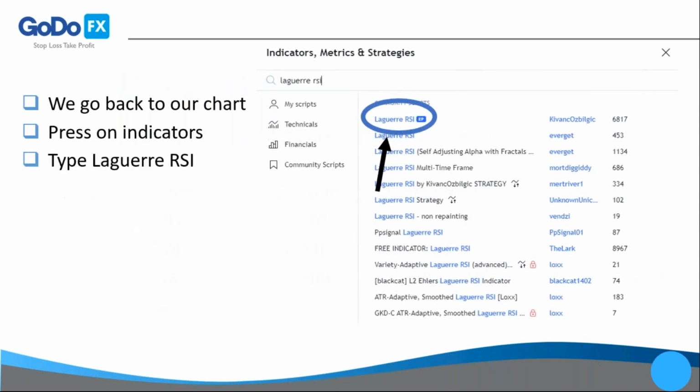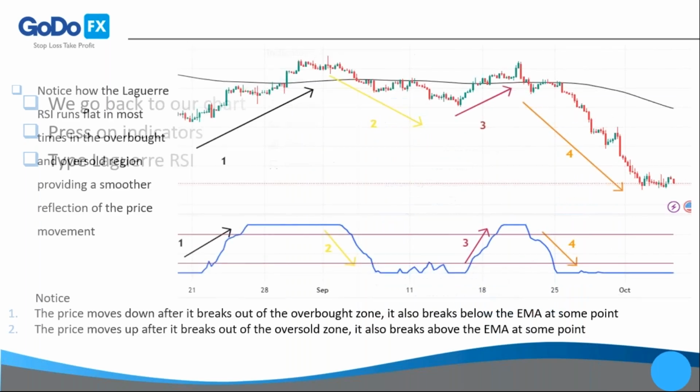So the same way we access the AMA, we access the Laguerre RSI. We go to the chart, press on the indicators tab, and type Laguerre RSI and choose it. The Laguerre RSI would be added to our chart. As you can see also, in the oversold and overbought regions, the Laguerre RSI runs flat in most times, providing a smoother reflection of the price movement.